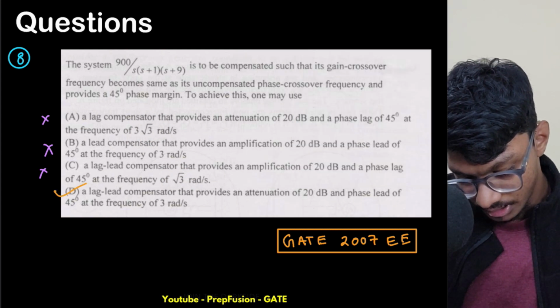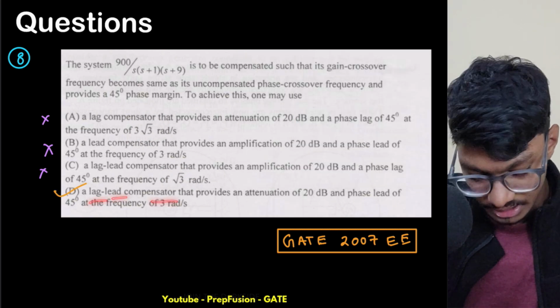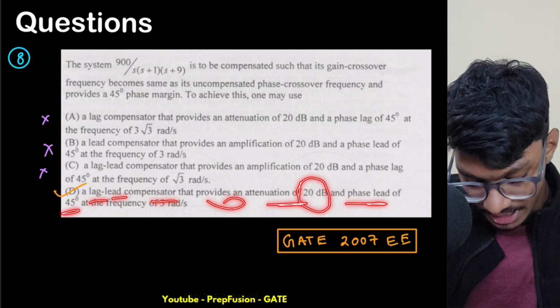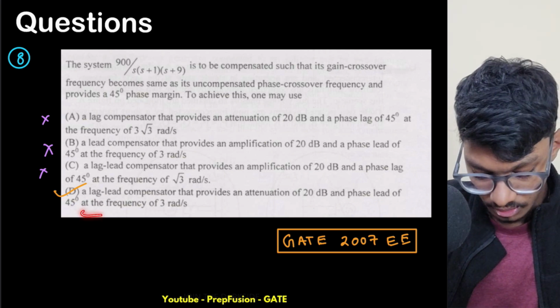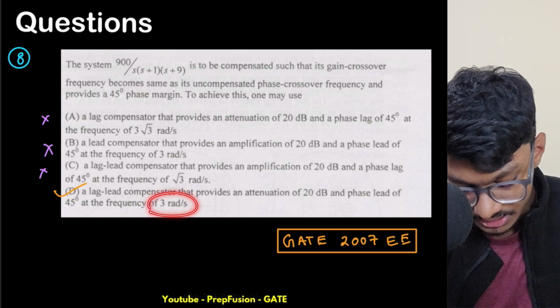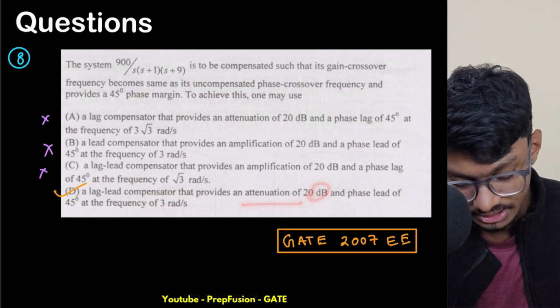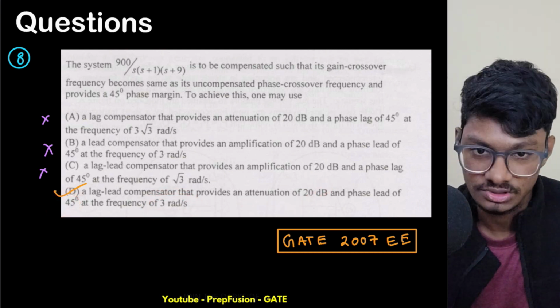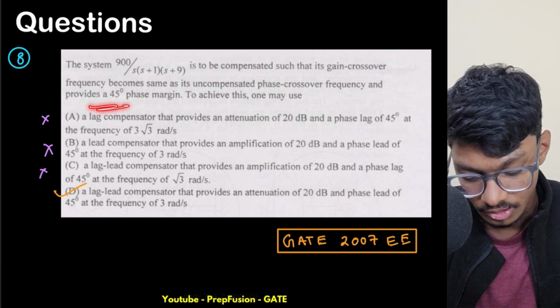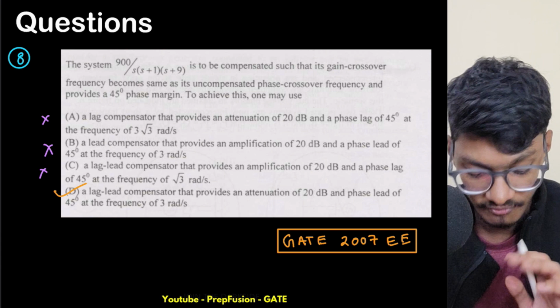Here, a lag-lead compensator that provides an attenuation of 20 dB and phase lead of 45 degrees at the frequency of 3 radian per second. So 3 radian per second is correct. Attenuation of 20 dB is correct. Okay, but let's cross verify whether this is also true or not, because they have also told us it provides a 45-degree phase margin after compensating.